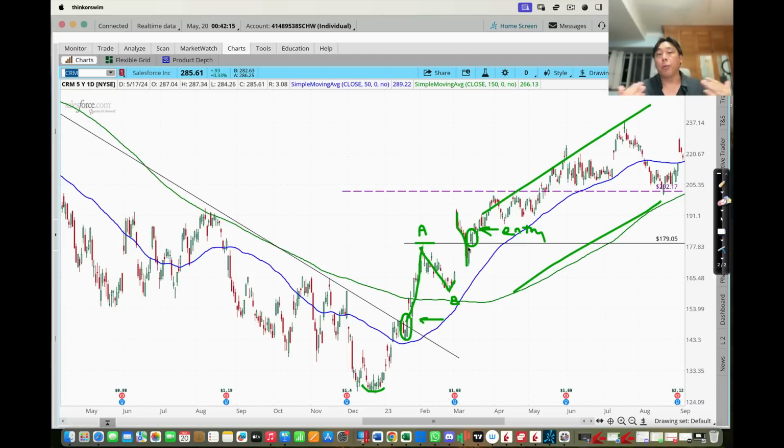And where could you put the stop loss? You could put it at the most recent low here, or you could put it below this gap over here as well, because a gap represents a pretty strong level of support and resistance.